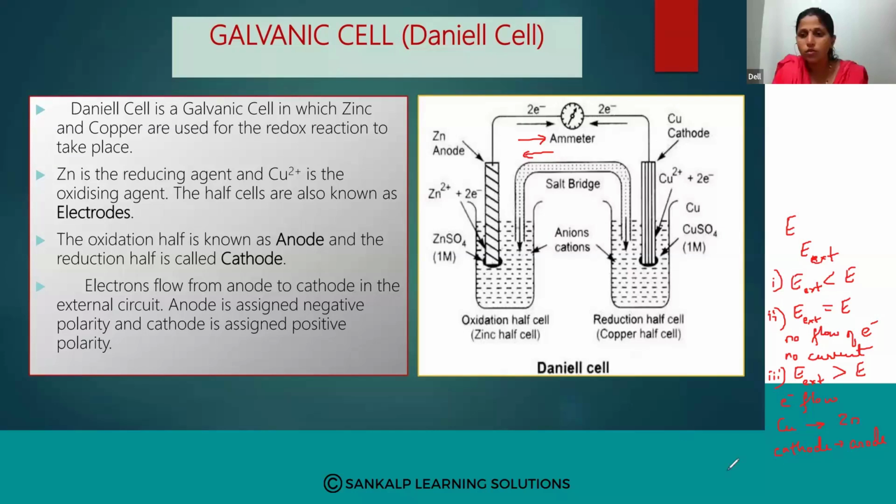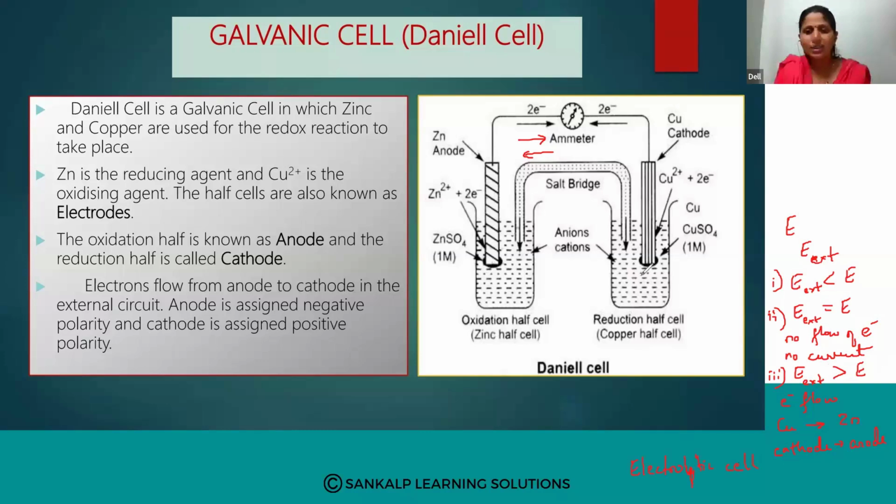Electrolytic cell. We will talk about this electrolytic cell in detail later, but here I just gave you the conditions. When the external potential difference is more than the normal potential difference seen here, what will happen? Electron flow will be reversed.